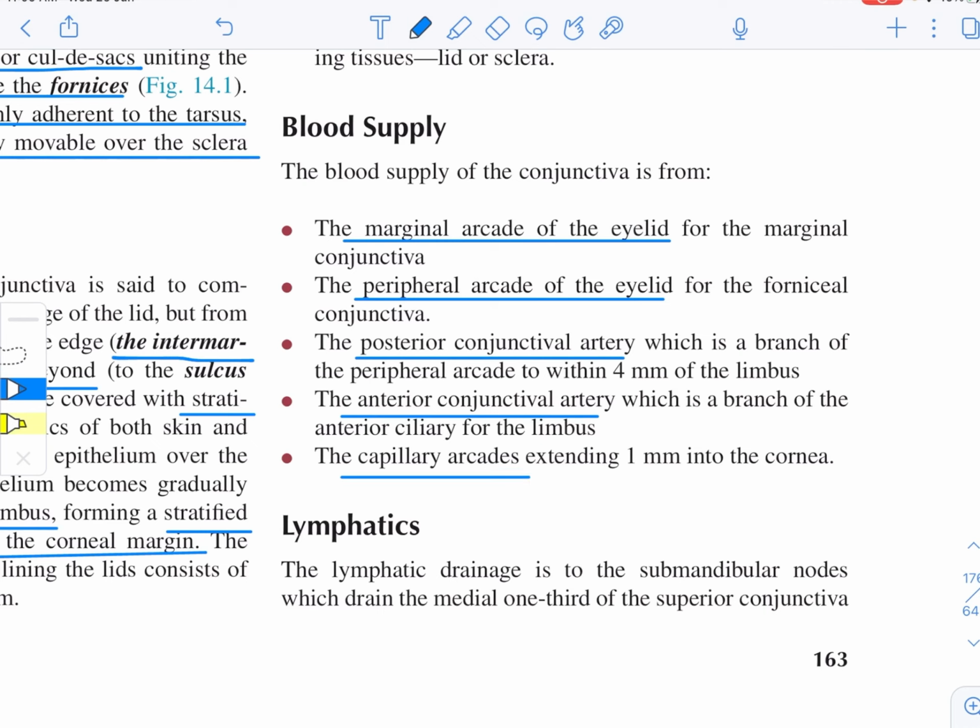So, the marginal arcade of the eyelid for the marginal conjunctiva. The peripheral arcade of the eyelid supplies the fornicial conjunctiva. Posterior conjunctival artery, which is a branch of the peripheral arcade, is up to 4 mm of the limbus. Anterior conjunctival artery, which is a branch of anterior ciliary, is for the rest of the 4 mm near the limbus. The capillary arcades extend 1 mm into the cornea.